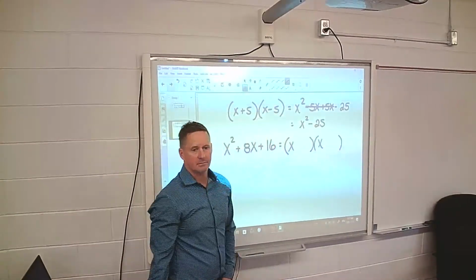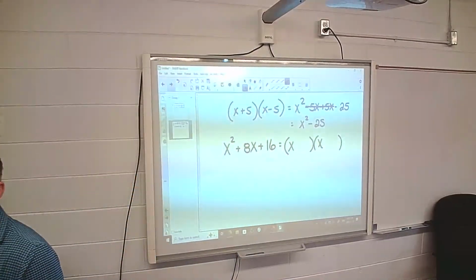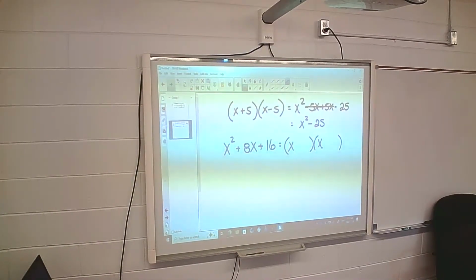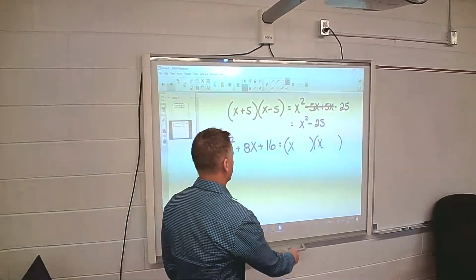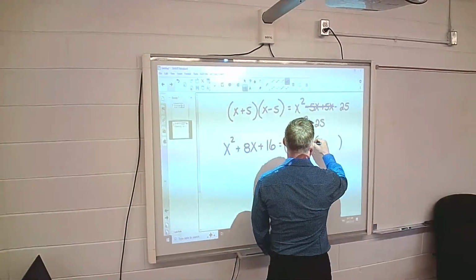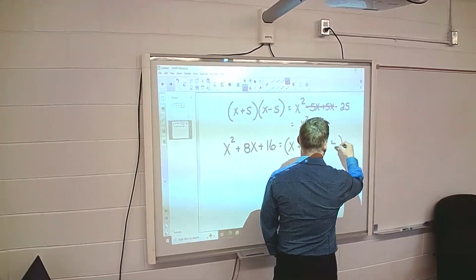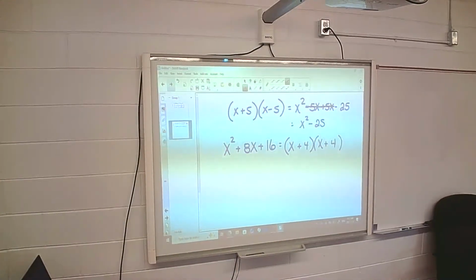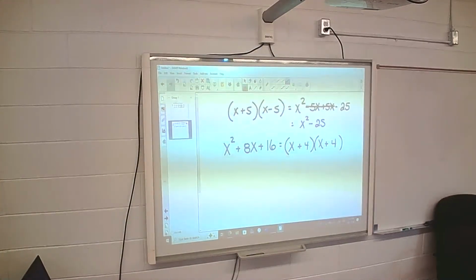X and x. What are the factors of 16 that add to give me 8? 4 and 4. Oh, wait, no, it'd be 8. Plus 4 and plus 4. What do you notice about the two brackets?